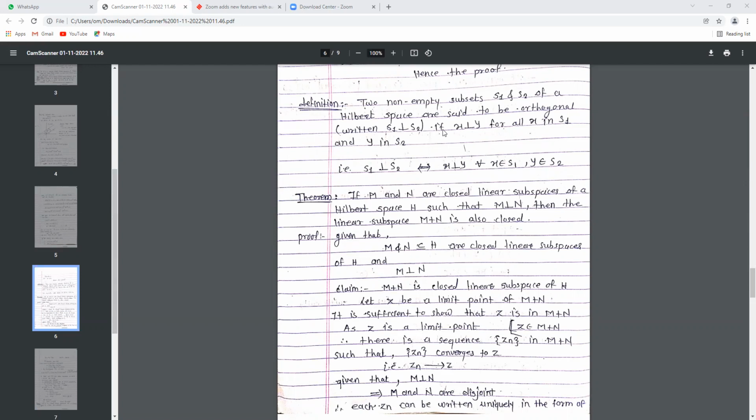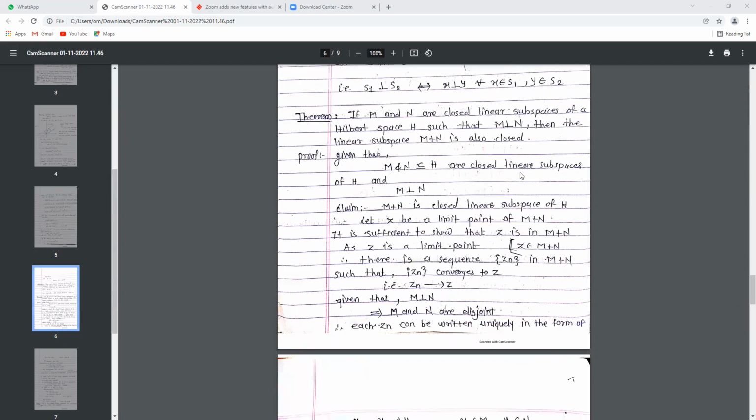So if the first vector is X and the second vector is Y, then X belongs to S1 and Y belongs to S2. This condition should be satisfied for all the vectors belonging to these spaces. That means for all X belonging to S1 and for all Y belonging to S2, the two vectors should be perpendicular, or orthogonal, to each other. Then we say that these two spaces S1 and S2 are orthogonal. So S1 is orthogonal to S2 if and only if X is perpendicular to Y for all X in S1 and Y in S2.